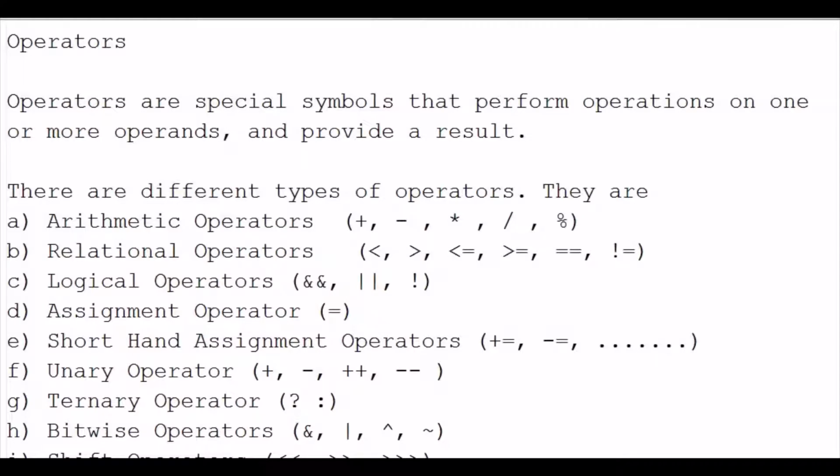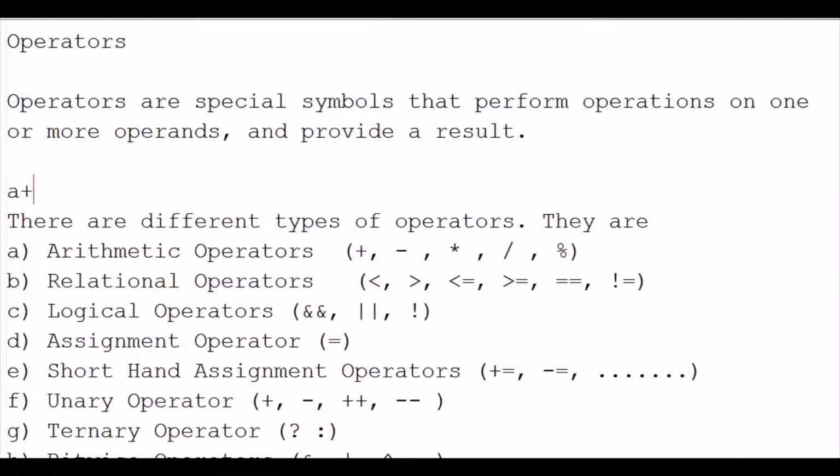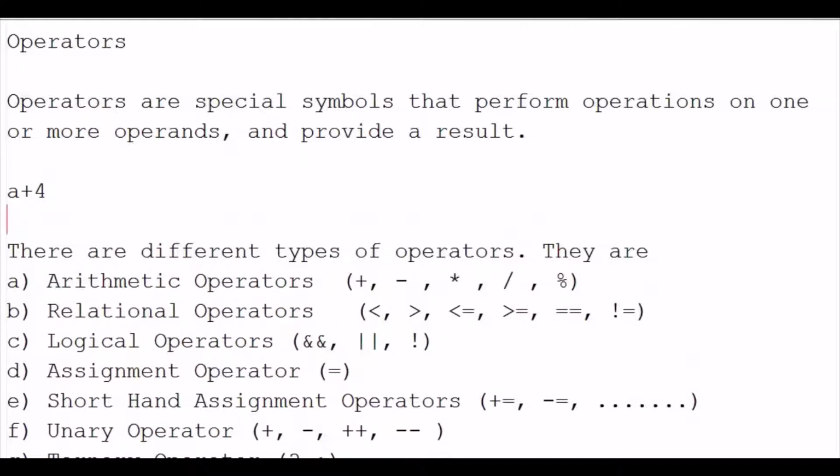Today we are going to learn about operators in Java. Operators are special symbols that perform operations on one or more operands and provide the result. They are nothing but the symbols that work with the operands to provide the result. For example, let's take an expression a plus 4. Now in this expression a plus 4, a is a variable, 4 is a constant and plus is the operator used. So operators are nothing but the symbols that work with the operands.